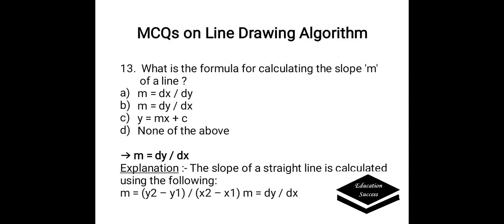What is the formula for calculating the slope m of a line? Options are A, m is equal to dx divided by dy. B, m is equal to dy divided by dx. C, y is equal to mx plus c. D, none of the above. Correct answer is m is equal to dy divided by dx. The slope of the straight line is calculated using the formula m is equal to y2 minus y1 divided by x2 minus x1. That means m is equal to dy divided by dx.